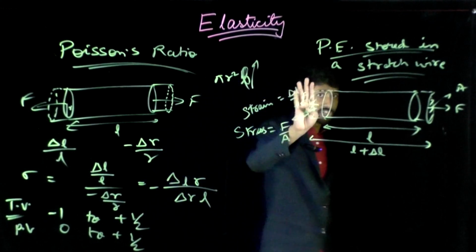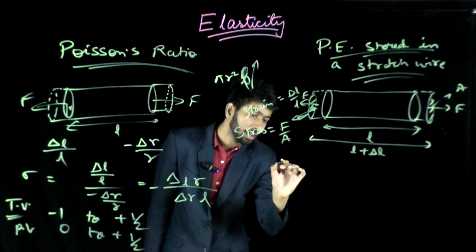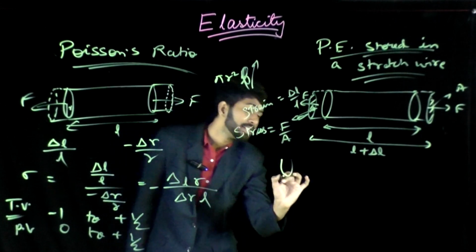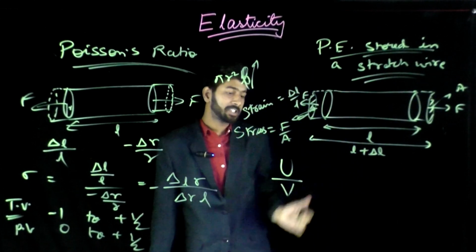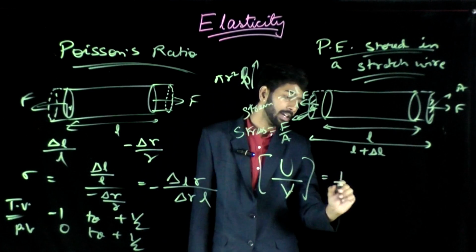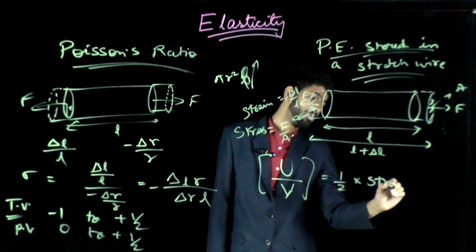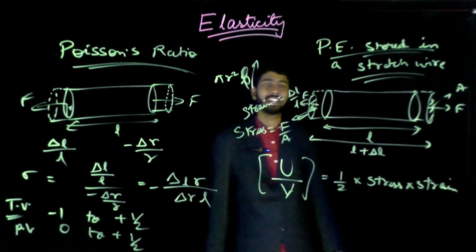So the energy that's stored in this stretched wire, let that be capital U. Energy stored per volume of the wire. The volume of the wire is obviously the volume of a cylinder, right? So this quantity is half into stress into strain, and the derivation is very, very simple, right? So read that from the textbook.